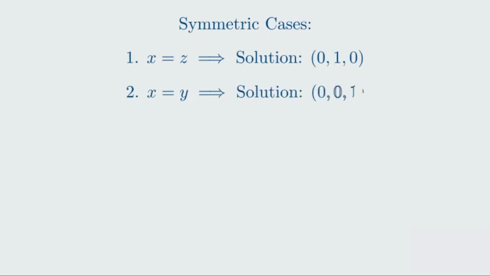Let's look at the remaining possibility based on the sum of squares. x minus y is plus or minus 1, y minus z is 0, z minus x is plus or minus 1. This gives us y equals z, which is what we solved initially, giving the solution 1, 0, 0. The other two symmetric cases would be, one, x equals z, which leads to the solution 0, 1, 0, and two, x equals y, which leads to the solution 0, 0, 1.